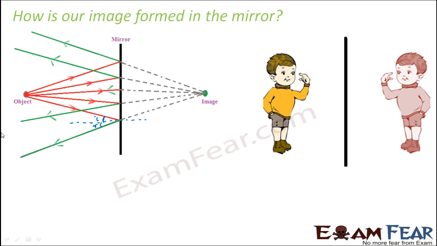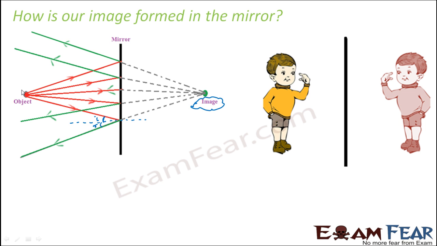Now do you think that these reflected rays will meet anywhere in reality? Anywhere on this side? No. So if you try to draw them on the other side, you see that they all tend to converge at this point. So therefore the image is formed at this point.